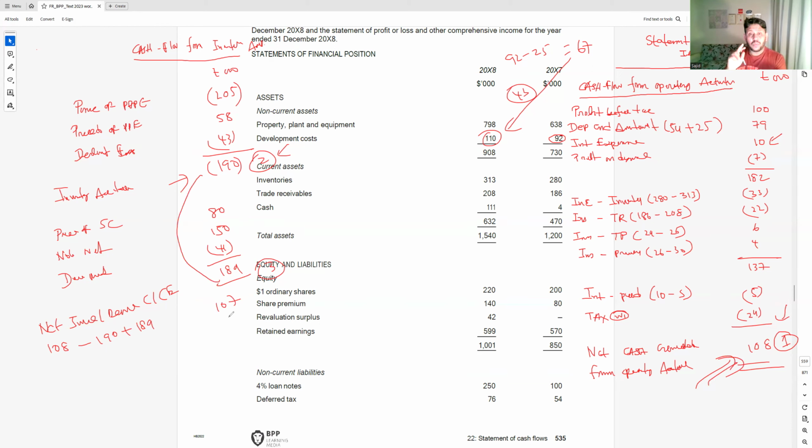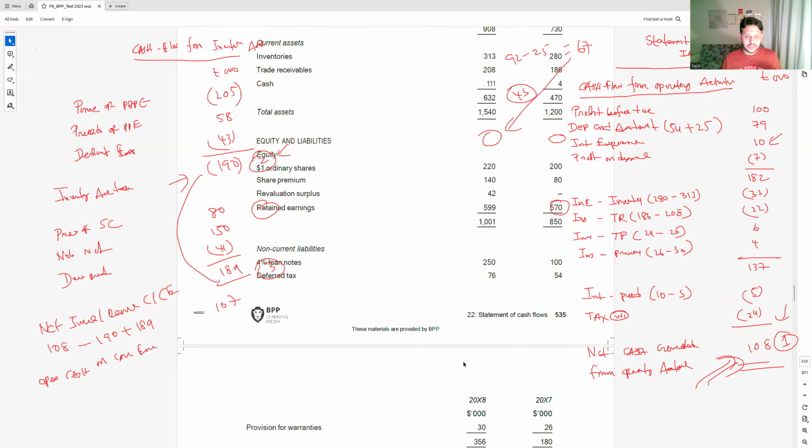And now we need to find one more item that is called opening cash and cash equivalent, or cash and cash equivalent at the beginning of the year. So you're looking at our current asset, cash and cash equivalent. Remember that for this one, we need to always look at the current liability as well. If we have a bank overdraft, we have to minus it. So don't just look at the cash, always look at the bank overdraft as well.